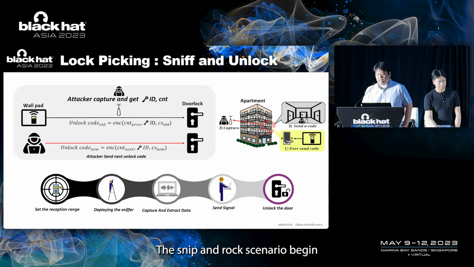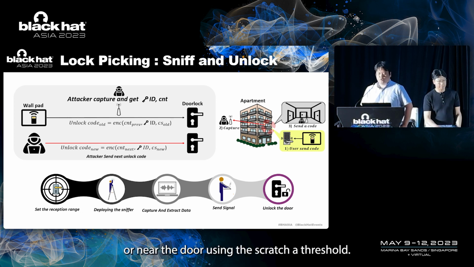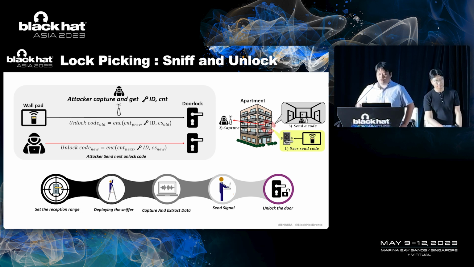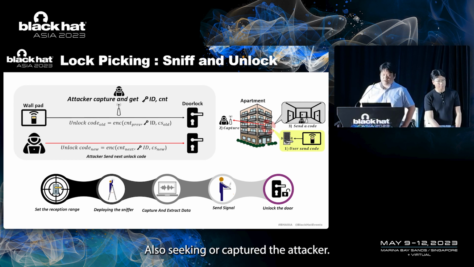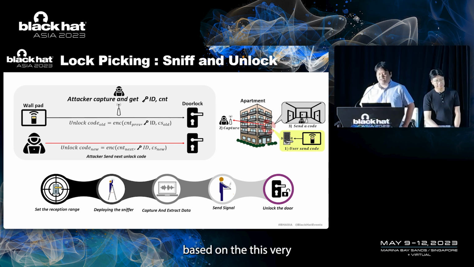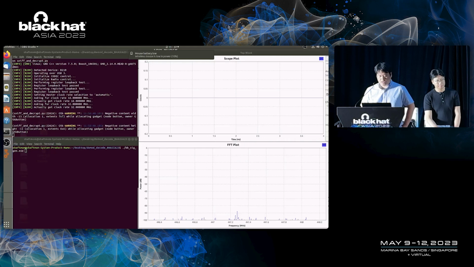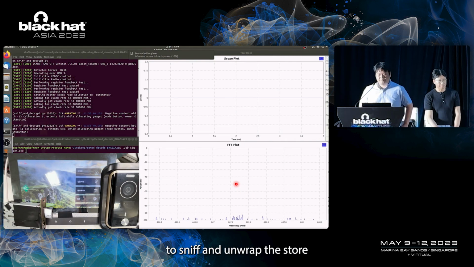The sniff and unlock scenario begins with the attacker installing a sniffing tool around the apartment or near the door. Using the squelch threshold, the attacker can set the physical range for the packet collection. Once the signals are captured, the attacker extracts the target device IDs and counter value from the signal. Based on this value, the attacker generates the next code packet and sends it to the target device. Let me show you a demo video of the sniff and unlock of the door.